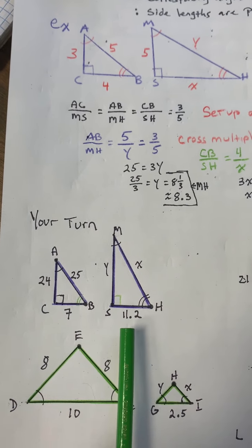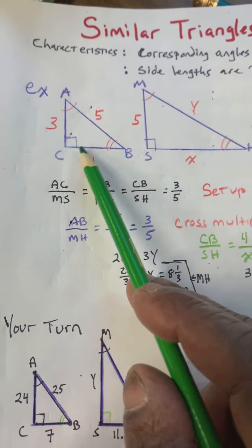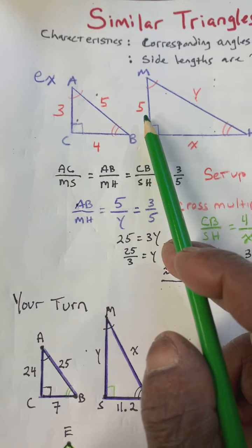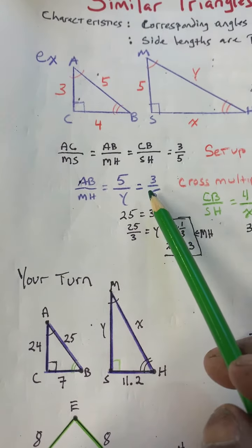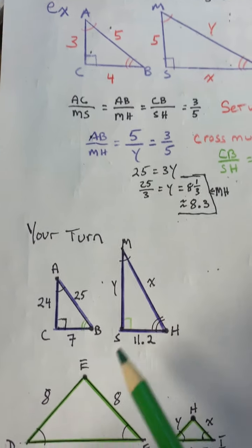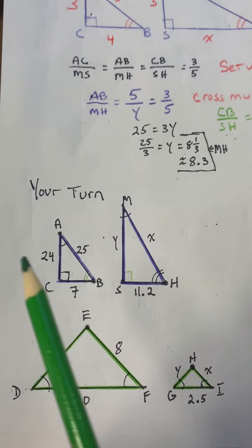You can set up your ratios. Now remember, notice how I went from the small to the big and continue going from small to big. Okay. I could have gone from big to small, but then I would have to keep going from big to small. I would have 5/3 and y/5. Okay. You must be consistent with how you do it, otherwise you'll get your proportions incorrect.